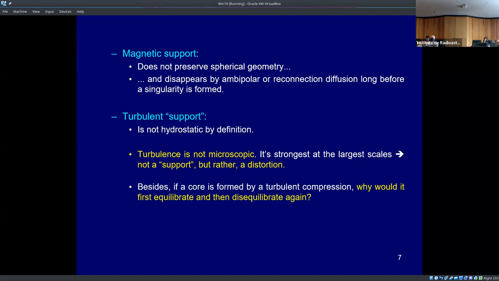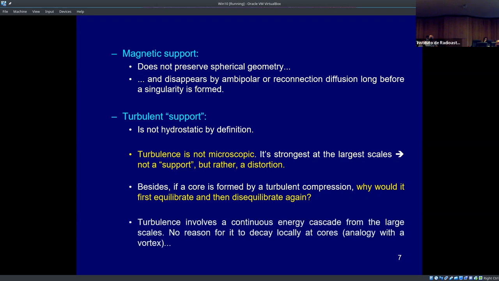And besides, now we know that molecular clouds are turbulent. And the standard notion is that cores are formed by turbulence, so turbulent compressions. But if a core is formed by a turbulent compression, how would it first equilibrate and then disequilibrate again? It would have to go up and then continue. And we know that that doesn't happen. For example, if you have a ball going uphill and then going downhill again, either it comes back or it goes downhill, but it doesn't stay at the top. So you don't expect this to happen.